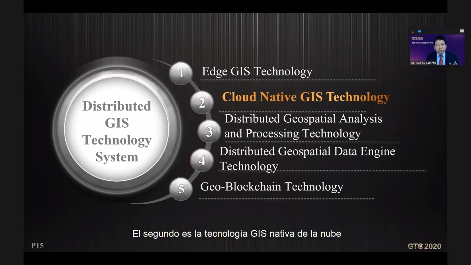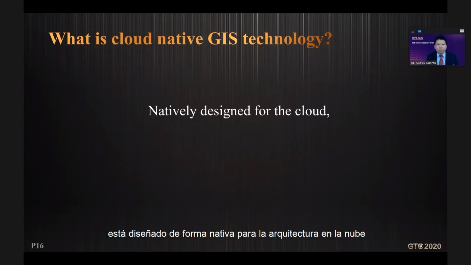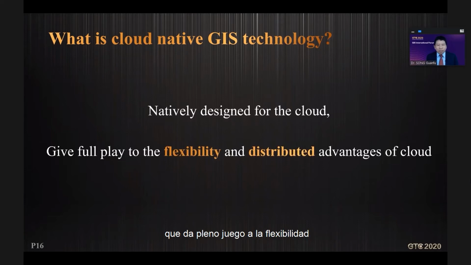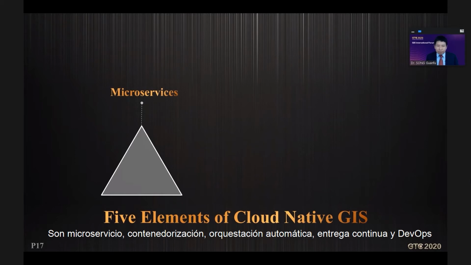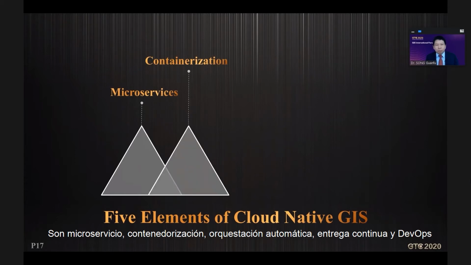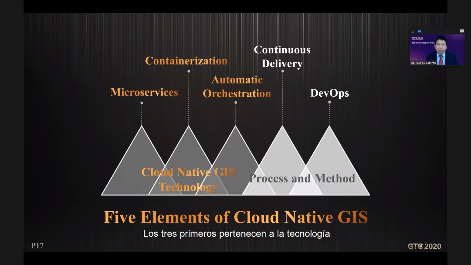The second is Cloud Native GIS. What we call Cloud Native GIS is natively designed for cloud architecture, which gives full play to the flexibility and the distributed advantage of cloud. There are 5 elements in Cloud Native GIS. They are microservice, containerization, automatic arrangement, continuous delivery, and DevOps. The former 3 belong to technology, and the latter 2 belong to process.